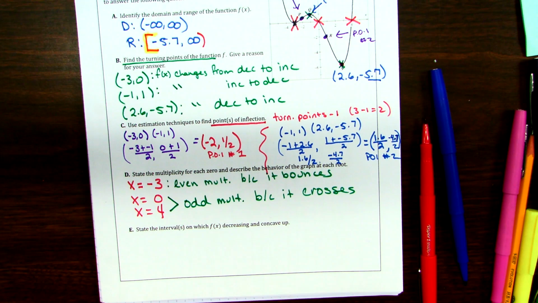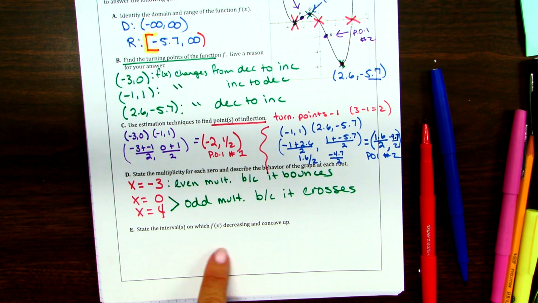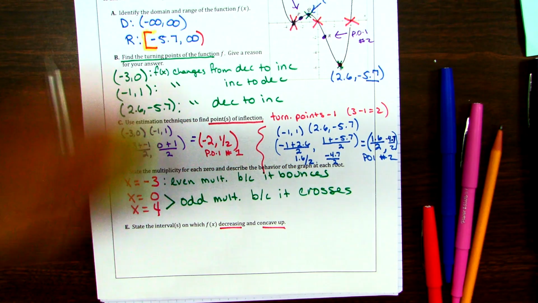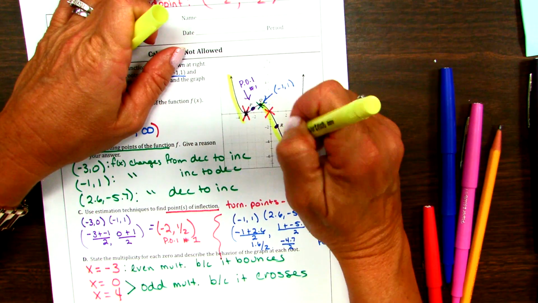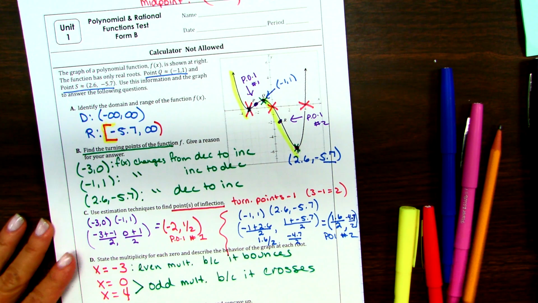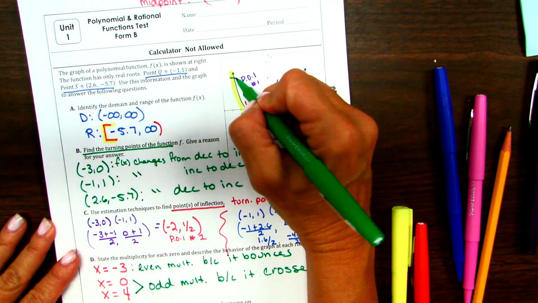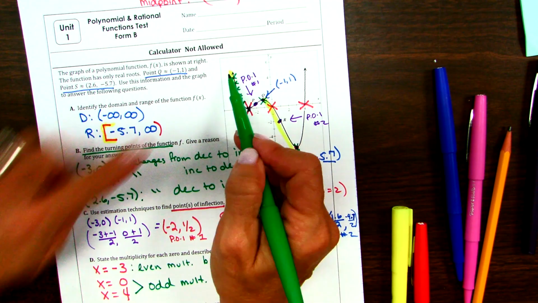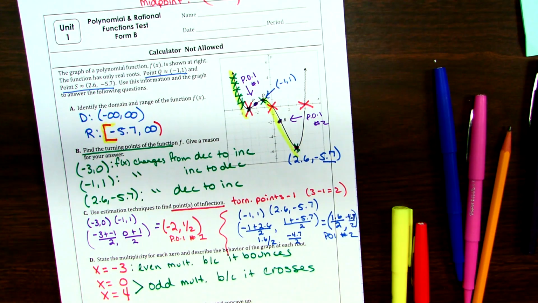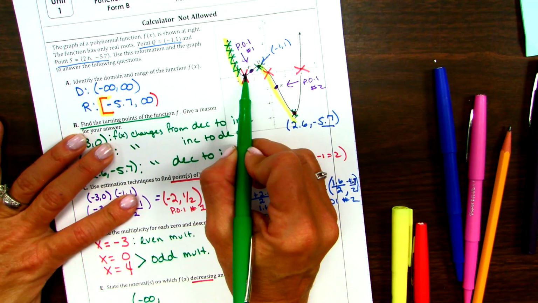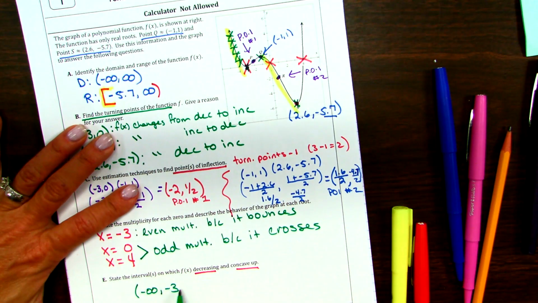Last question. State the interval or intervals on which f of x is decreasing and concave up. Okay, let's start with decreasing. We are decreasing here and here, right? That's where the graph is going down. But where is it also concave up? This is right here, right? This is good. This section of the graph is decreasing, and you can see it's like part of a happy parabola. That would be from -infinity to what number? -3, right, Remy? And we're always going to use parentheses here, okay?